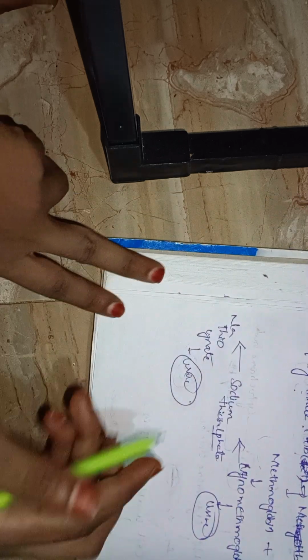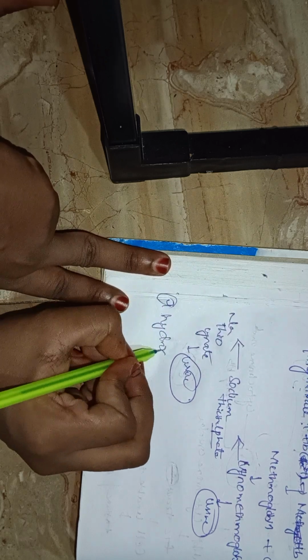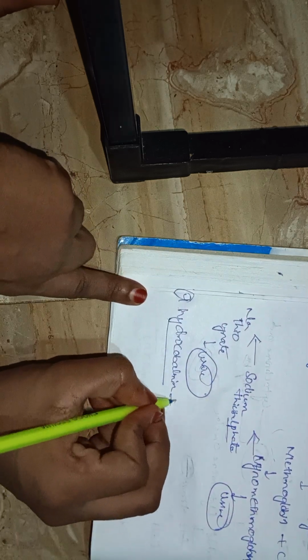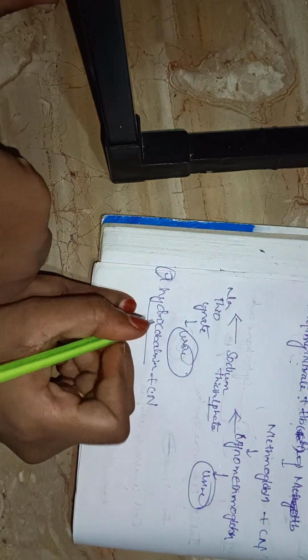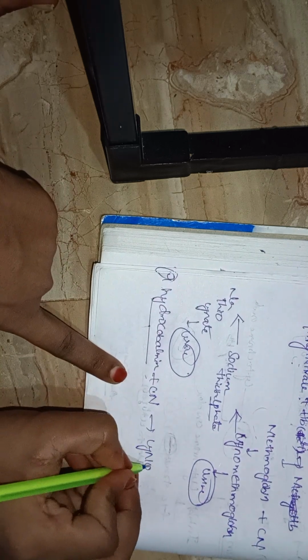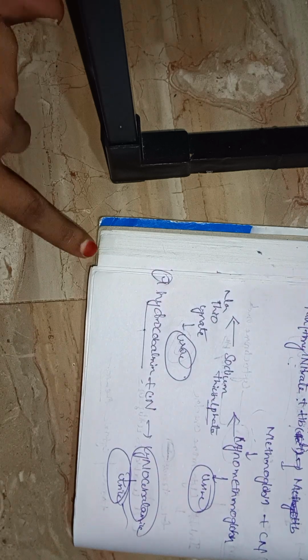Another antidote is also present. Fourth point, hydroxocobalamin. What does hydroxocobalamin do? When we give hydroxocobalamin in the body where cyanide is present, the cyanide combines with the hydroxocobalamin and converts into cyanocobalamin. This cyanocobalamin is excreted in urine. So hydroxocobalamin reacts with HCN to form cyanocobalamin, excreted in urine.